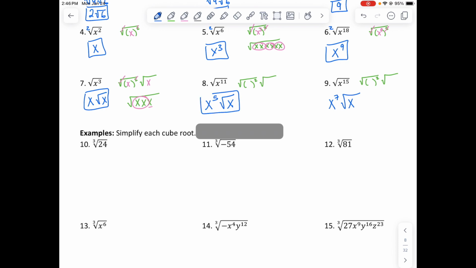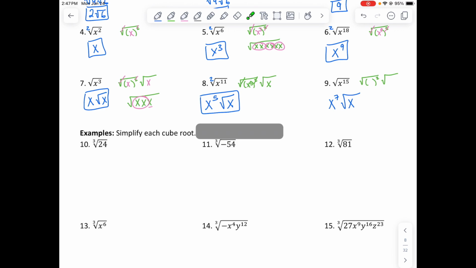Similarly, x to the 11th, the square root of x to the 11th is x to the 5th root x, because we end up with x to the 5th squared times another square root of x. And so although we're going to cancel these here and get a coefficient of x to the 5th, we would still have an x left inside. And the shortcut for this is to do 11 divided by the index of 2 to get our 5, and we have a remainder of 1 inside.